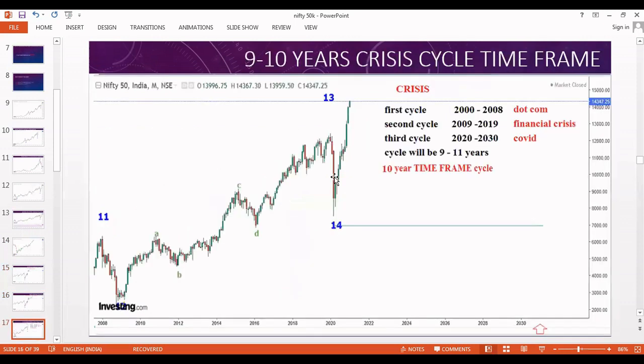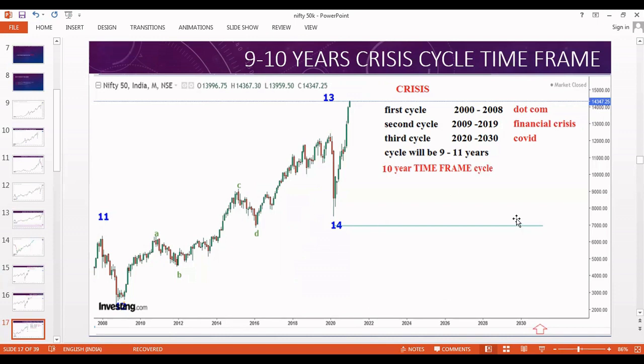We know that the Nifty cycle is of 9 to 10 years. Means our first cycle started with the dot-com crash, which came in 2000, and it completed in 2008, which was the financial crisis, and now the next cycle completed in 2020, which was the Covid cycle. Means every time it is going to be somewhere around 9 to 10 years. So the next cycle is going to be completed somewhere in 2030, which is our fifth wave.